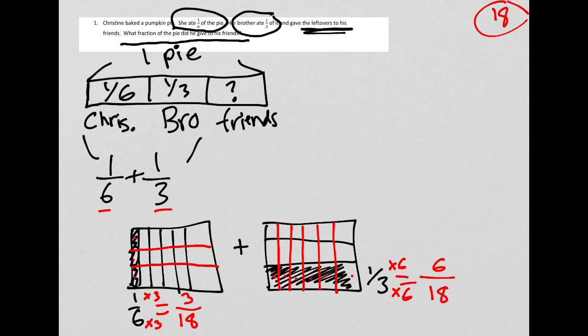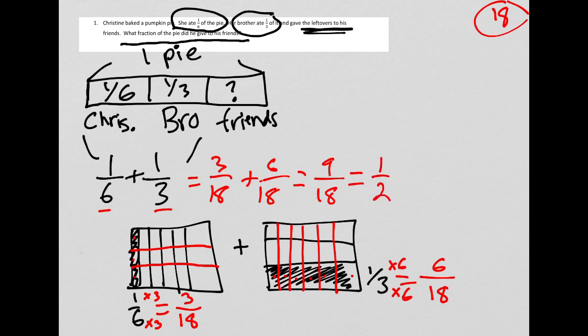So now I have 3/18 plus 6/18. And added together, that gives me 9/18, which I can simplify and make that 1/2, because 9 divided by 9 is 1, and 18 divided by 9 is 2. And I just wanted to simplify it to make it the easiest way possible. So Christine and her brother ate 1/2 of the pie.